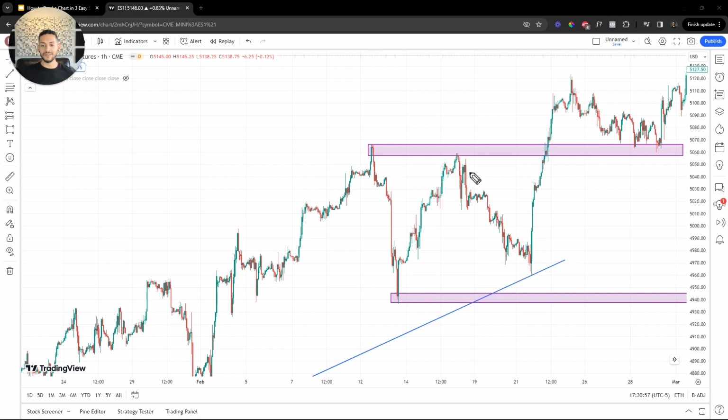Now, of course, you can see that it reached the bottom and it eventually failed to continue higher. But that is just the way it goes. Doesn't mean that you couldn't make money with it. But it didn't break the neck to continue lower.